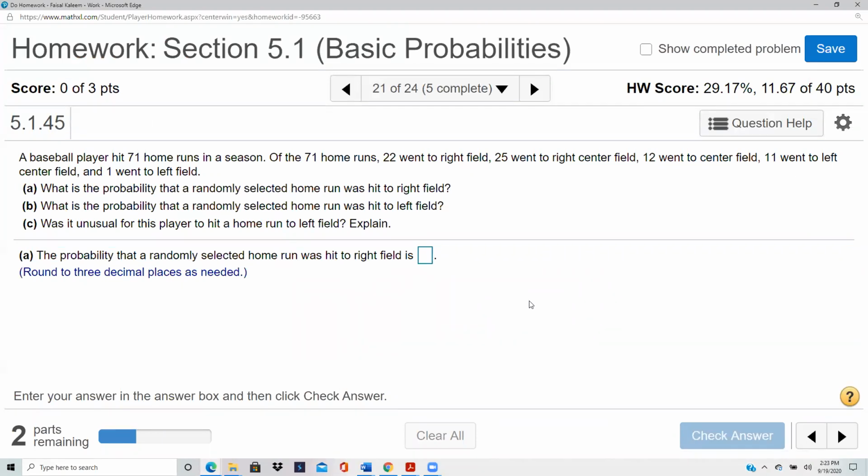A baseball player hit 71 home runs in a season. Of the 71 home runs, 22 went to the right field, 25 right center, 12 center, 11 left center, and 1 to the left. What's the probability that the home run was hit to the right field? So right field is 22, and the total is 71. So 22 divided by 71, which is 0.310.